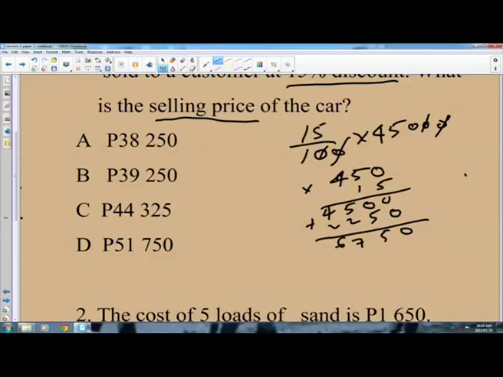So this means there is a discount on the price 45,000 pula. So we have to subtract this 6,750 from 45,000 pula to get the selling price, because there was a discount. Let us subtract and see what we'll get. It's 45,000 minus 6,750. Right, this is 45,000 pula minus 6,750.